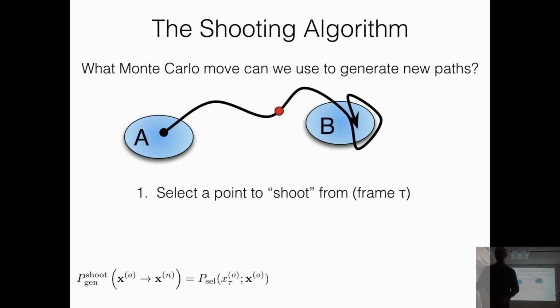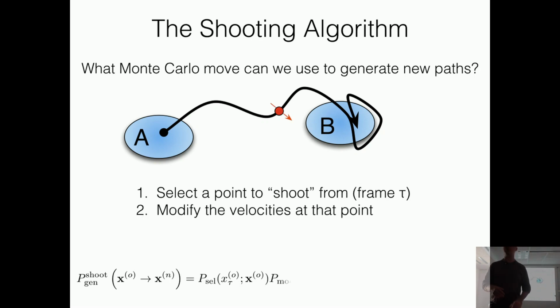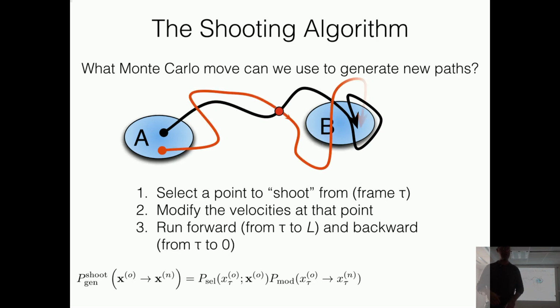So what we're going to do is select a point from our trajectory, just like we selected an atom before. We select one of the frames of the trajectory. We'll call that frame tau, and we'll call it the shooting point. We will modify the velocities at that point. Maybe we completely randomize them, maybe we just turn a few velocities to a different direction. And then we're going to run the dynamics forward and backward. If we've got time tau and a fixed length, we run backward to time 0 and forward to time L. So we have to run dynamics forward and backward to create the new path.